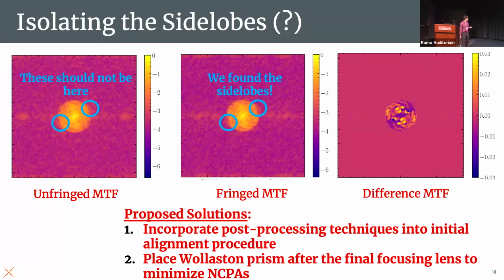So we have a few proposed solutions involving incorporating more post-processing techniques into this initial alignment procedure such that we can effectively determine whether or not we've recovered side lobes at a higher SNR. And then also we need to minimize some differential aberrations within our system. So our Wollaston prism has a focusing lens that follows it, and so that means that our two beams are going through two different parts of the focusing lens, and this introduces some non-common path aberrations.